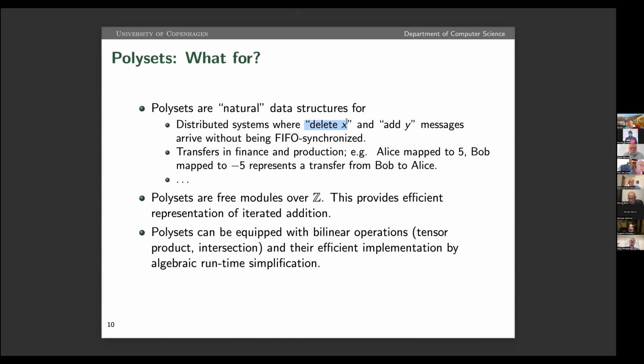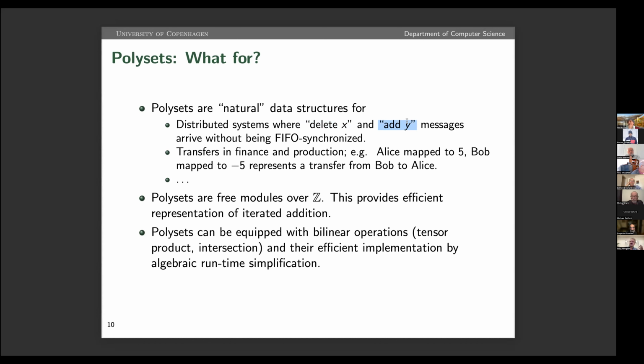So the message is like, please delete X and add the element Y to it. But they're being sent on a network without FIFO synchronization, which means that a delete X and an add X might arrive in any order. This is a network property. If somebody fires off a delete X and somebody else an add X, which comes first?